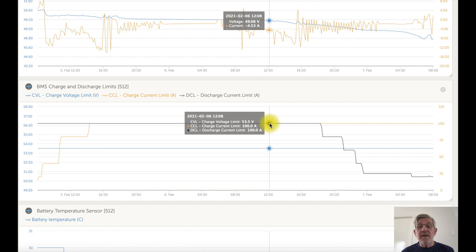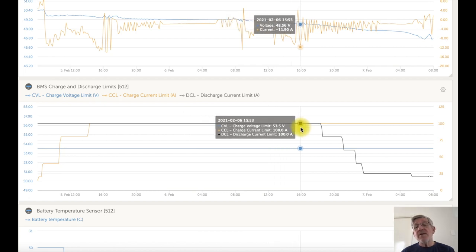So if you have a look here, at midnight last night the batteries were saying you can discharge me at 100 amps and charge me at 100 amps. So 5.3 kilowatts charge or discharge. In fact, it'll do a bit more than that on the discharge, but the charge is 100.